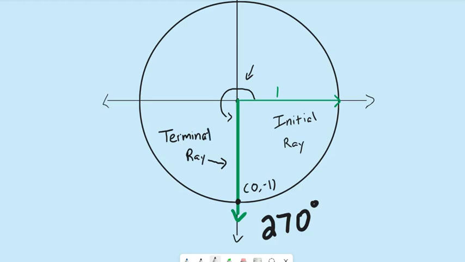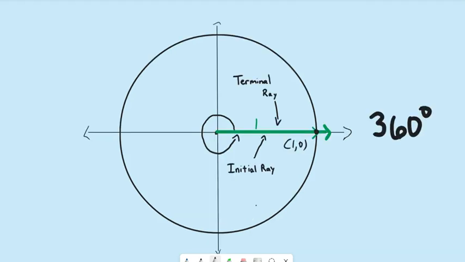Okay, terminal ray. Then we've got a full rotation, 360. Notice that this would be the same as 0, and if the radius there is 1, and we're going 1 to the right of 0, 0, we would have a point at 1, 0. That's going to be the same for 0 degrees. The only reason I know that this is not 0 degrees is because of this arrow right there. That's letting us know we're making one full rotation, so that's now 360 degrees.